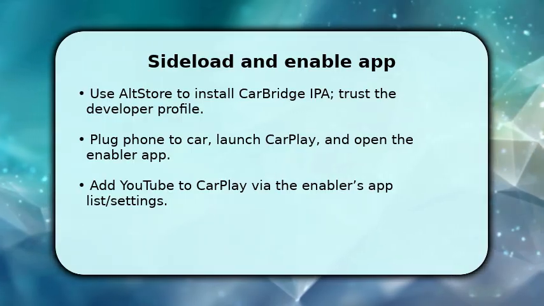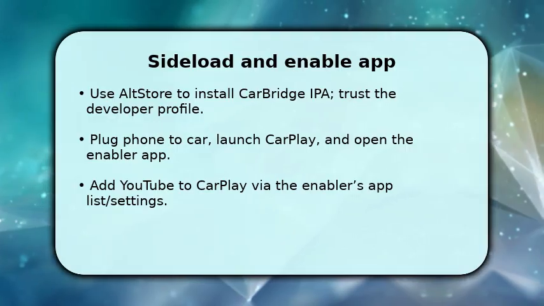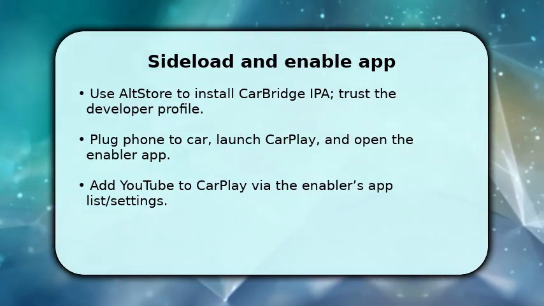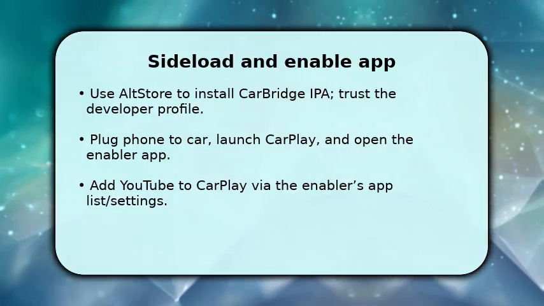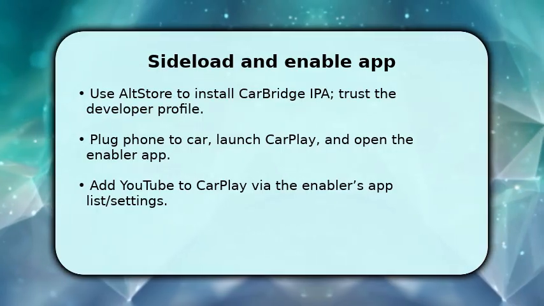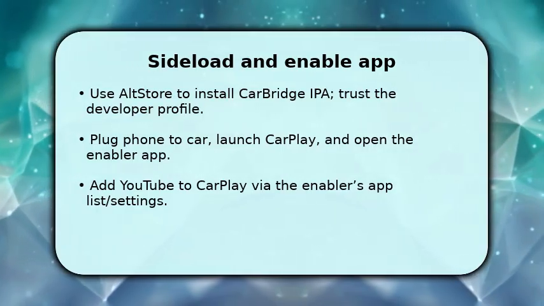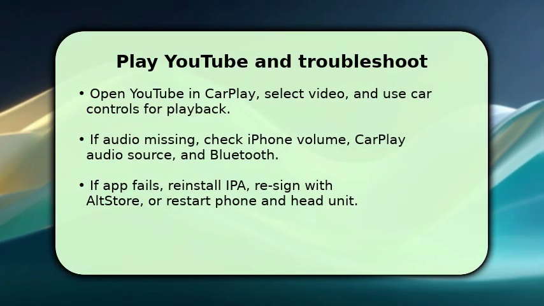Launch CarBridge from the CarPlay launcher. Inside CarBridge, add YouTube to the allowed apps list and enable video output. This tells CarPlay to show YouTube in the CarPlay interface. Take it slow the first time, so you can confirm permissions, and now open YouTube from CarPlay and choose a video. Use the car's screen or knobs for play, pause, and seek.